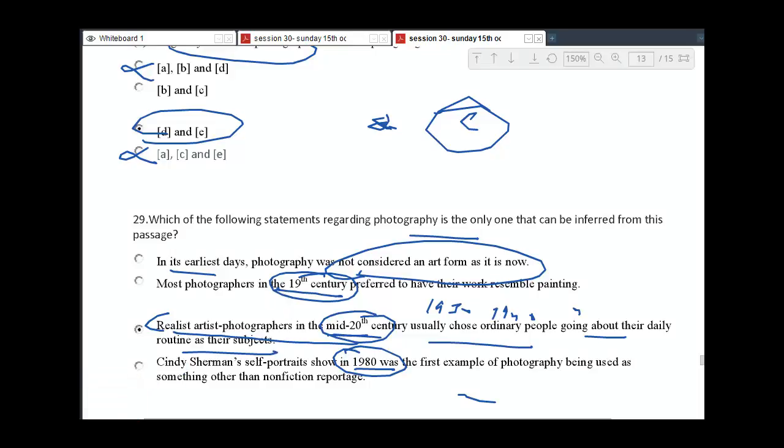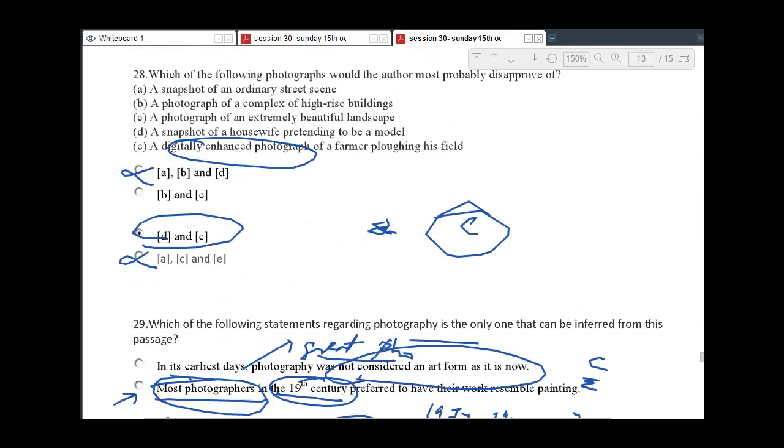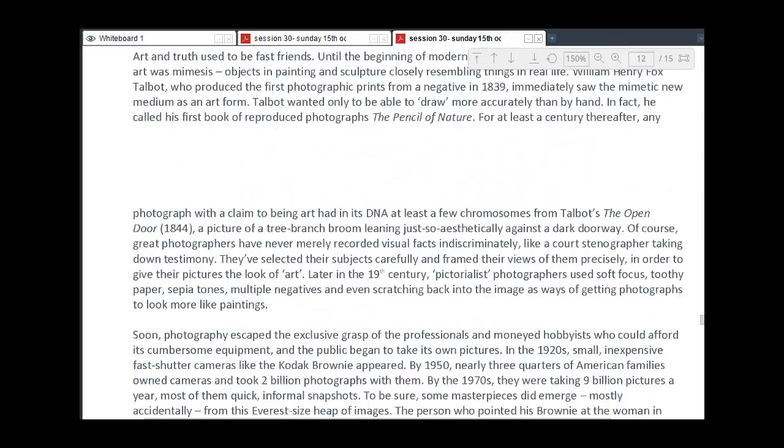B is not mentioned. Most photographers, and the passage says great photographers. Go and have a look. The passage says not most photographers, the passage says great photographers. People who have marked B, just go and have a look. C is the answer. In the 19th century, we don't have most photographers, we have great photographers. And I will show you the evidence.